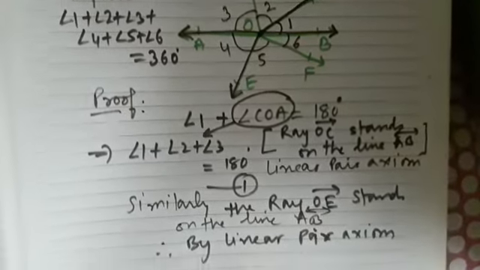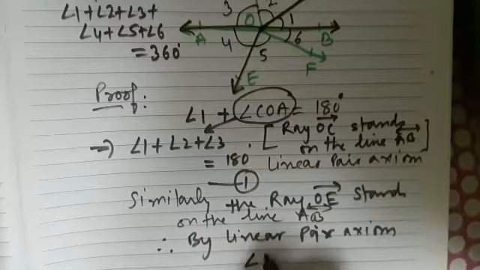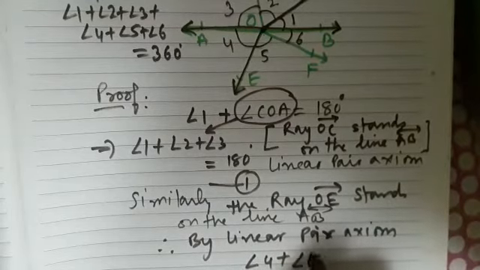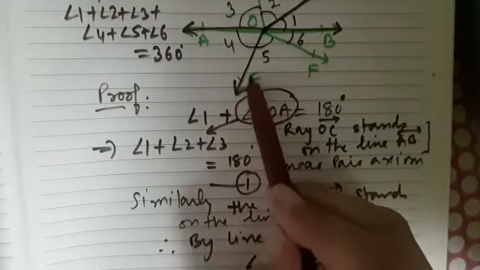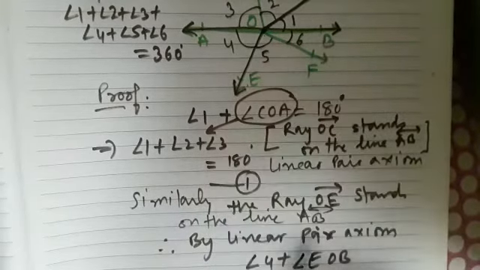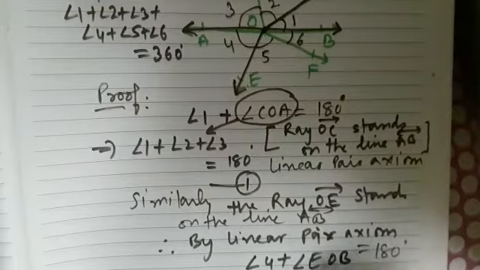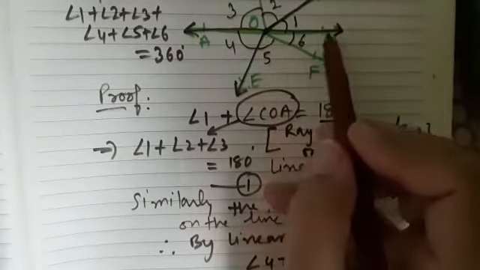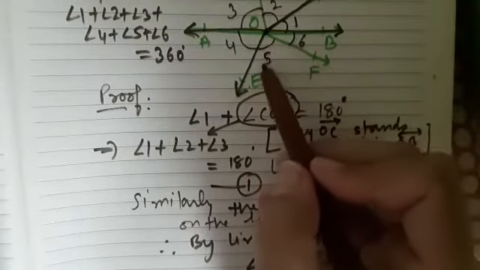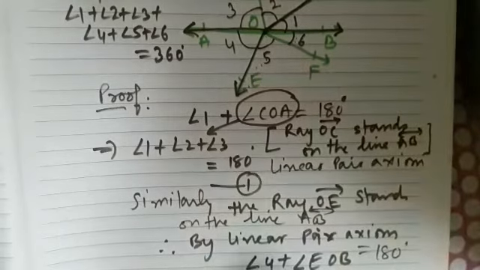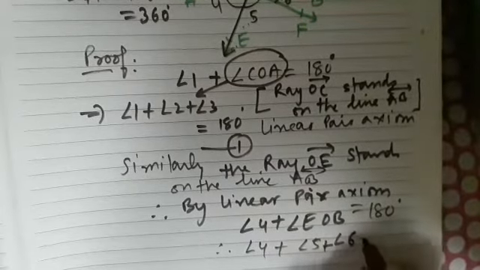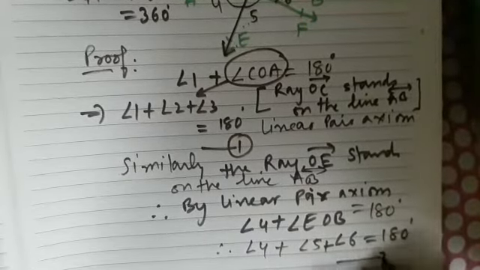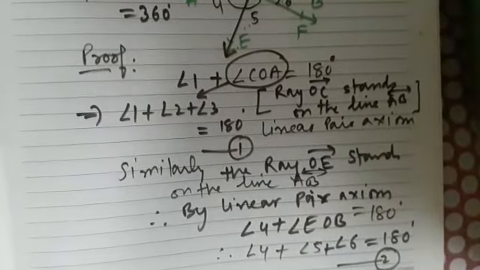what do we get? Yes, we get angle 4 plus angle EOB. See, angle 4 plus angle EOB equals 180 degrees. And now you see that angle EOB is angle 5 plus angle 6. So angle 4 plus angle 5 plus angle 6 equals 180 degrees. We will be marking this as equation number 2.